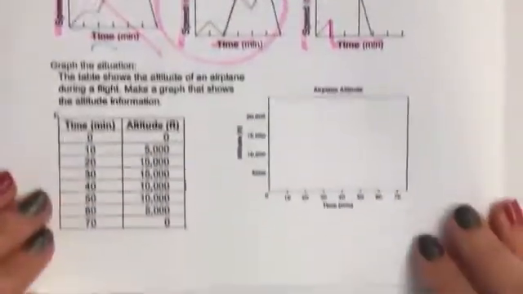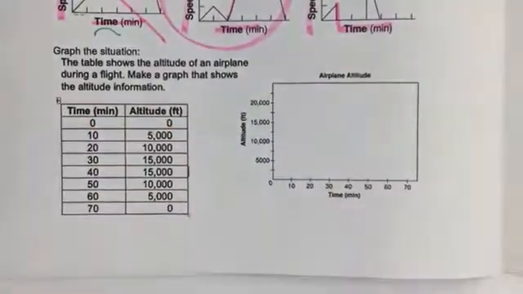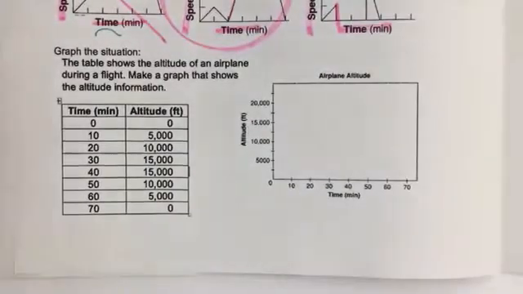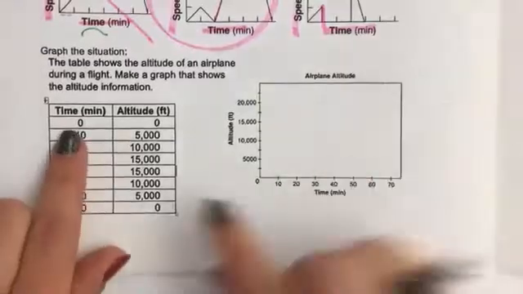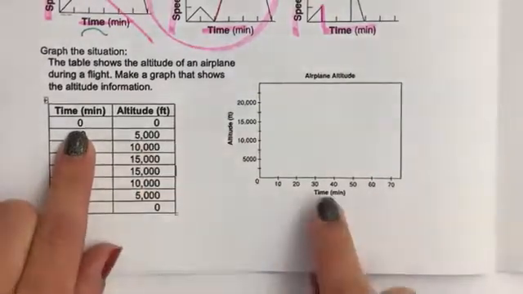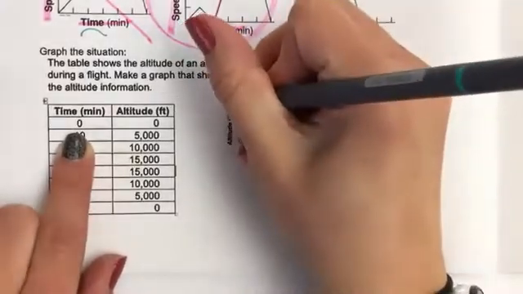Okay, the last type of problem is they want you to be able to take information and then put it on a graph. So it says the table shows an altitude, that's the height of an airplane during a flight. Make a graph that shows the altitude information. So these are kind of like ordered pairs. Time is your X, and altitude is your Y.